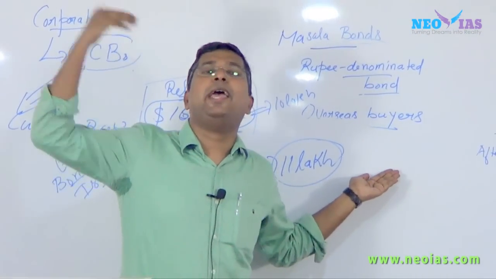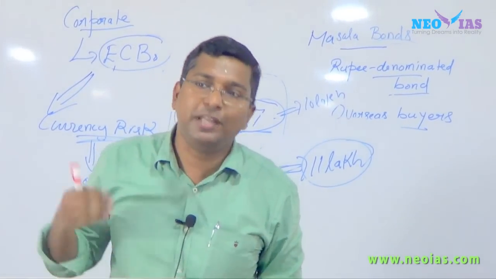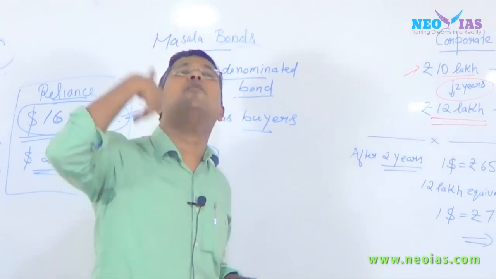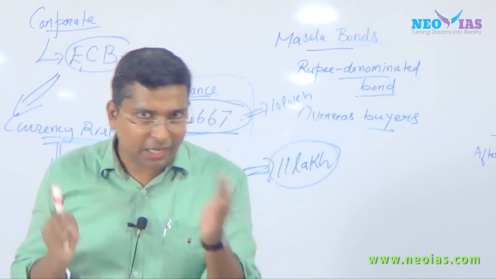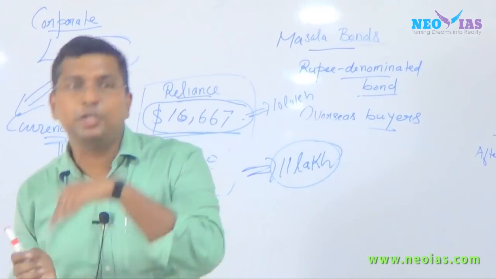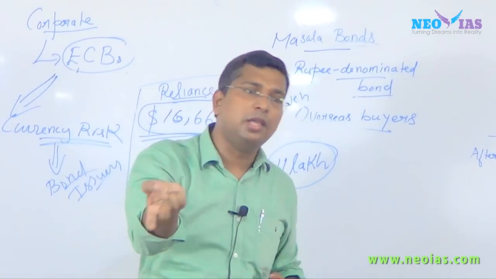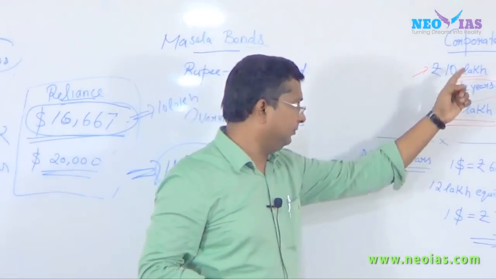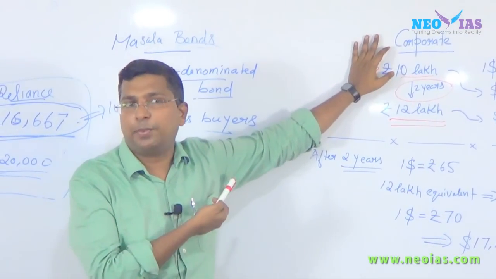Now think about a foreigner. He will not have Indian rupee in his hand. Now what does he have to do? He has to go to a foreign exchange market and convert his foreign currency into Indian rupee. Conversion means converting one currency into another. So if he is an American citizen who has dollars, he has to convert the dollars into Indian rupee and then give it to the corporate to purchase this corporate bond.